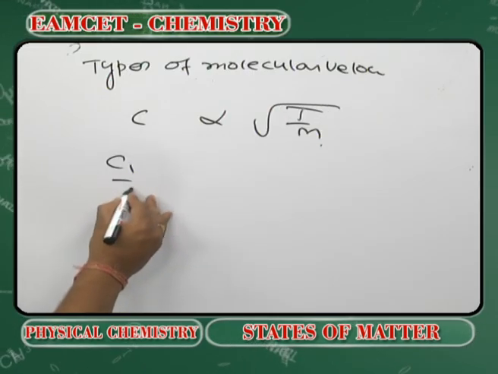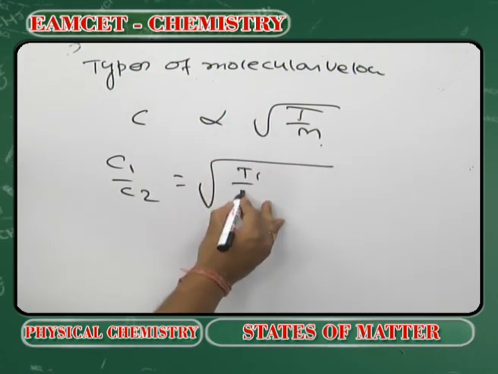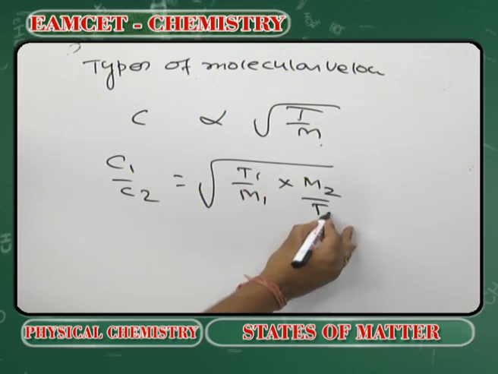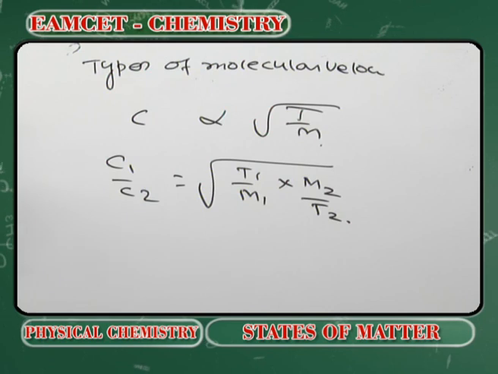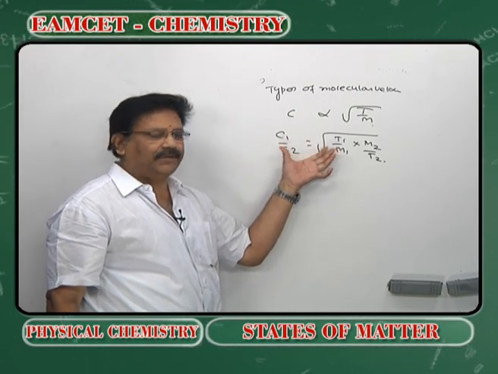C1 by C2 is equal to root of T1 by m1 into m2 by T2. Using this relation, we can crack the numericals.